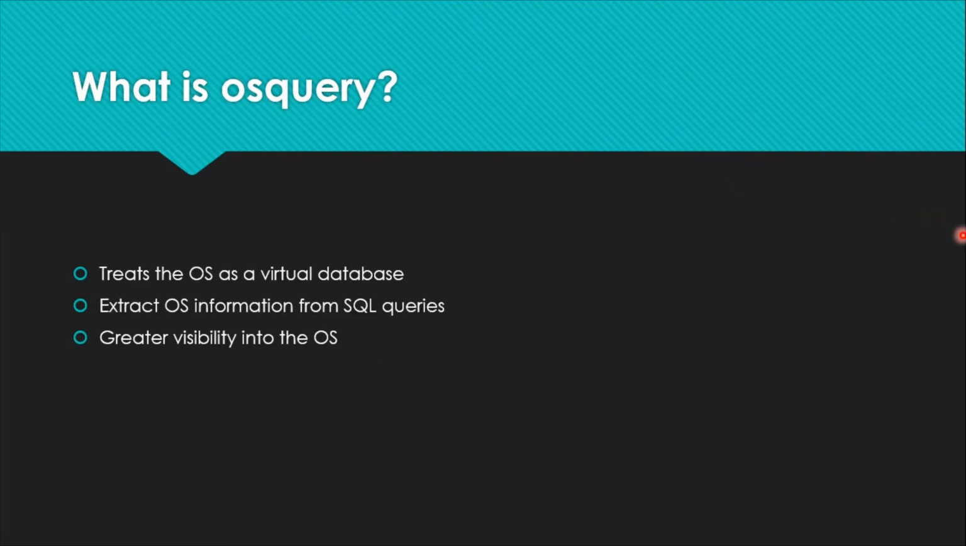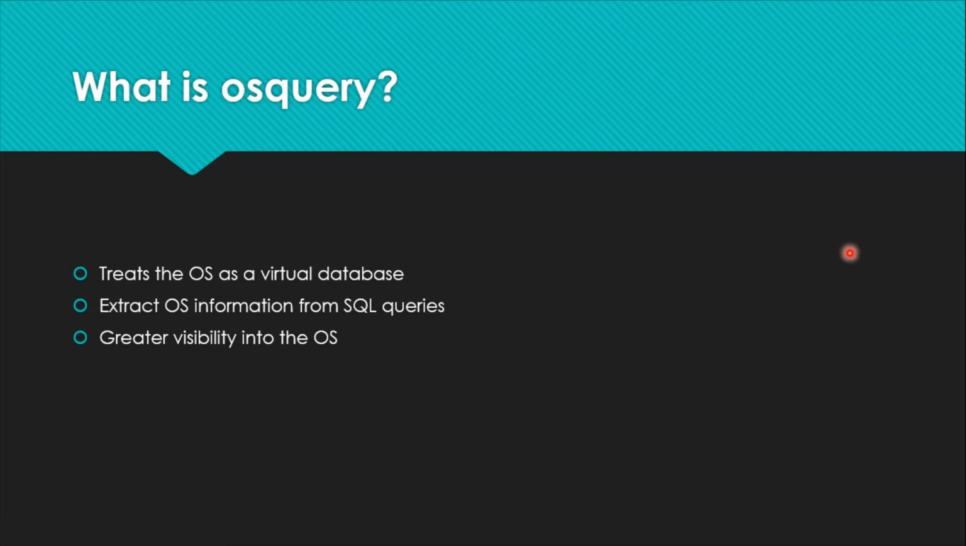Now, since osquery will be the main focus of this series, I would first like to give a brief introduction on this tool. So first up, what is osquery? So osquery is an operating system instrumentation framework. Essentially what it does is it treats the operating system as a virtual database. And this allows us to write simple SQL based queries to extract OS information, hence the name osquery. And the benefit of all this is that it allows greater visibility into the operating system.